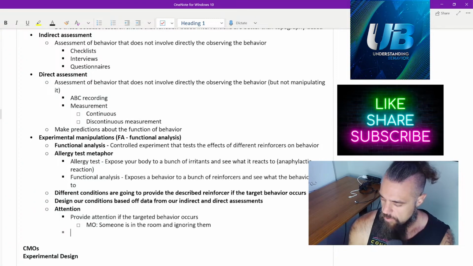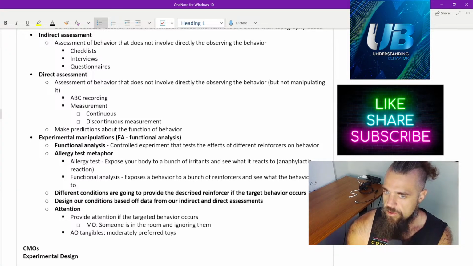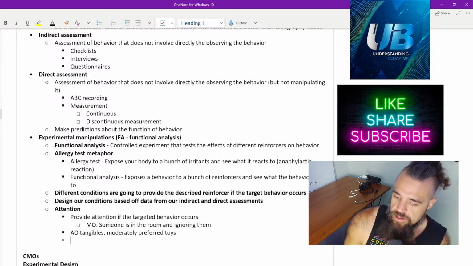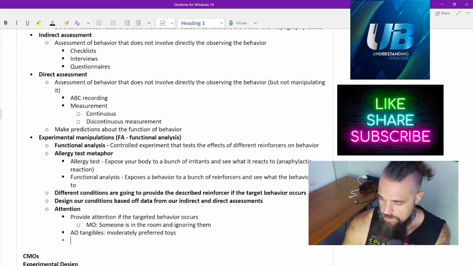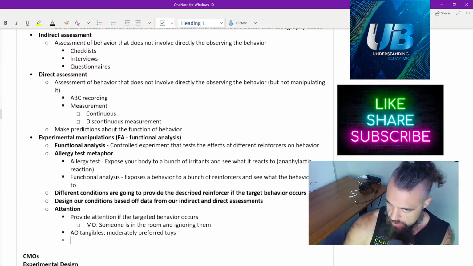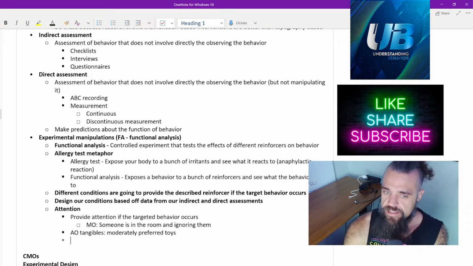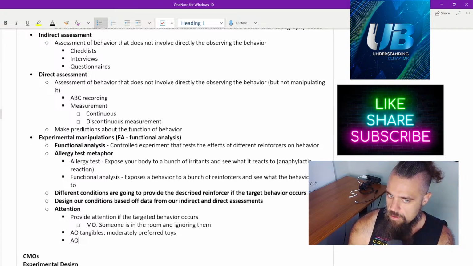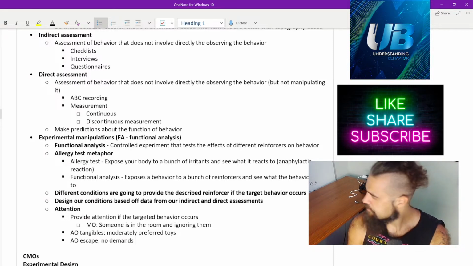Also in our conditions, we'll provide abolishing operations for our other functions. So we have an AO for tangibles. We provide them moderately preferred toys. Don't give them the iPad that they're just going to get sucked into and not care about you, but give them something to do so we can be certain that it's the attention that's maintaining the behavior and not anything else. And then we have an escape AO, and that's just no demands.